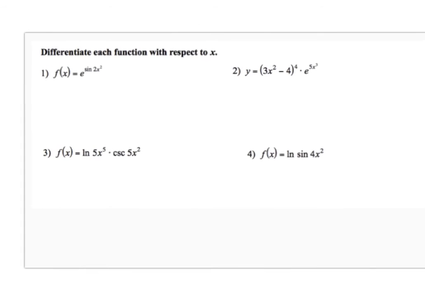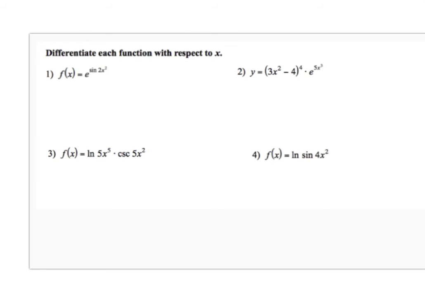Here we've got a bunch of mixed derivatives. Let's take a look at some of these. So we've got the derivative of e to the stuff. That's going to be e to the sine of 2x squared multiplied by the derivative of the stuff. So the derivative of sine of 2x squared is going to be cosine of 2x squared. And then we got to do the derivative of the stuff inside that function. So times another 4x.